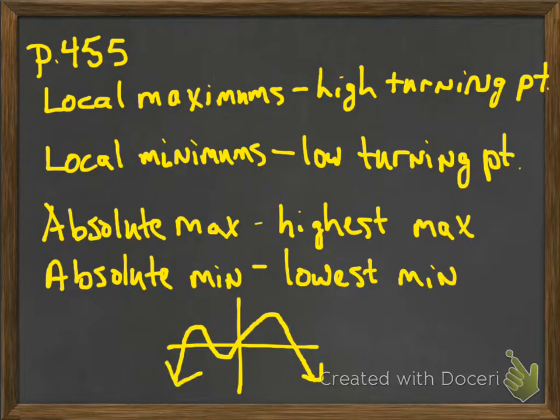okay, you can see here, there are two maximum points. Both of them would be local max. But then this one right here would be considered the absolute max. Now there's only one min point. So that min point is not only a local min, it's also the absolute min. So keep in mind that it's possible to have more than one max point.